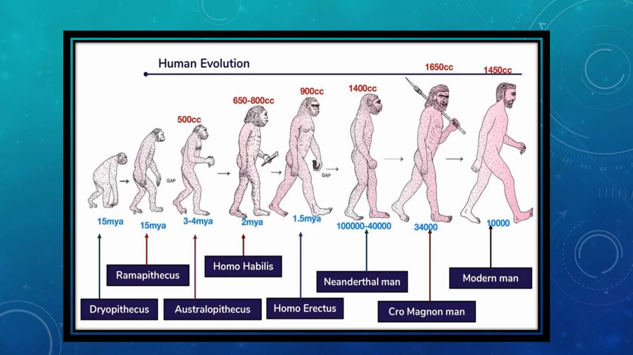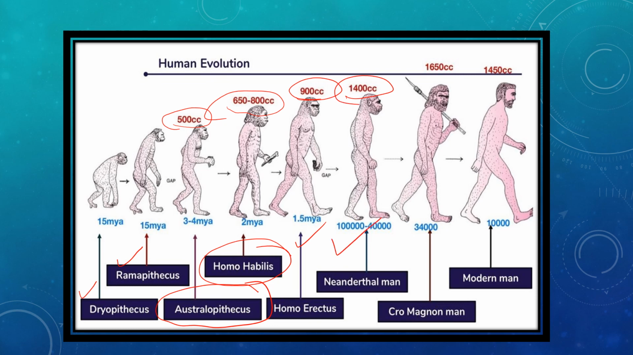Now this is a chart of human evolution. Here we have started with Gyropithecus, then Ramapithecus, and in your curriculum it's from Australopithecus. Australopithecus had a brain capacity of 500 cc. Then comes Homo habilis. The brain is enlarging, becoming more complex, able to think logically, becoming more intelligent. So the brain capacity is increasing. Then Homo erectus has a brain capacity of 900 cubic centimeters. Then it's 1400 for the Neanderthal man.